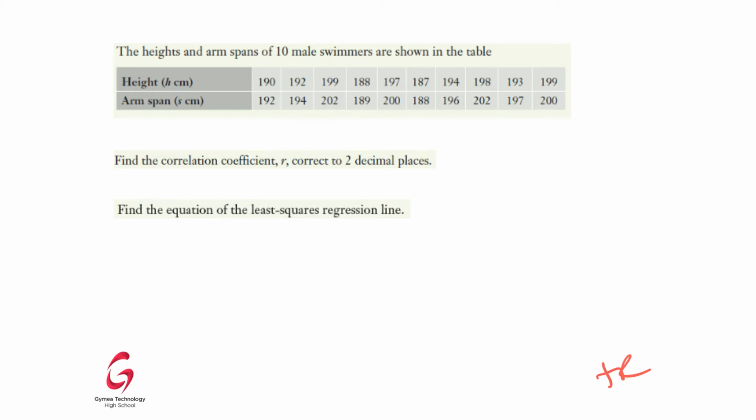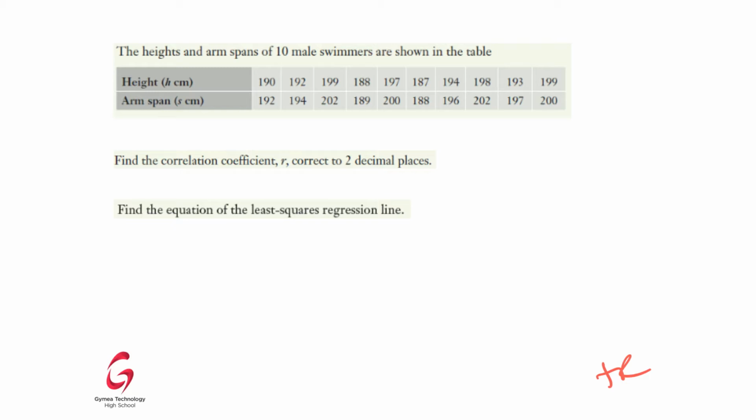Hi guys, welcome to the final instalment of our bivariate data analysis unit of work. Just to recap, we know this is bivariate data because we've got two different sets of data. In this question it's height and arm span that are possibly related to each other. It's the relationship between these two variables that we're going to try to find and essentially predict different heights or arm spans based upon our findings.